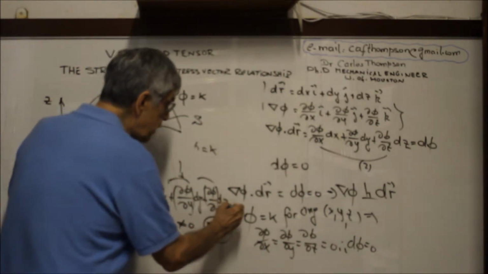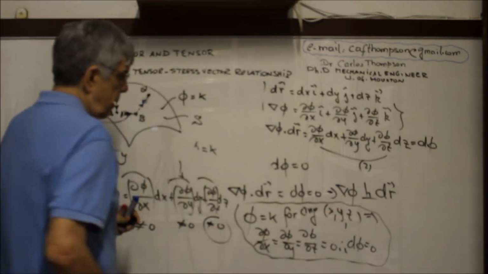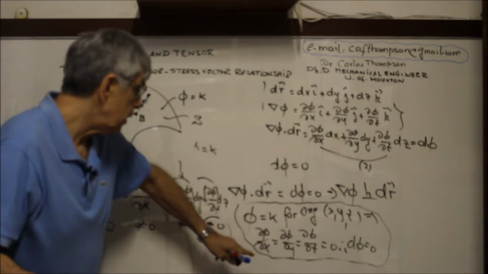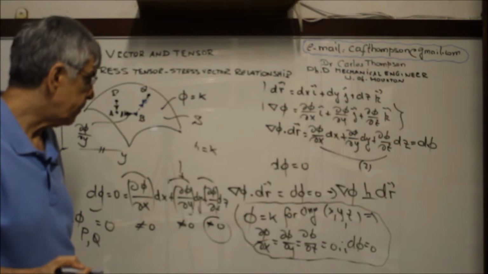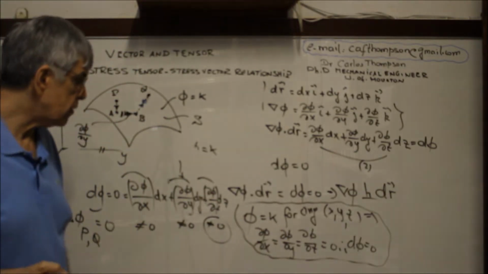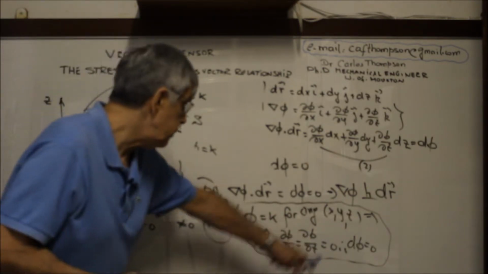Now, only if you have this situation here. Because phi is constant for any point in the space, the partial phi with respect to x, the partial derivative of phi with respect to y, and the partial derivative of phi with respect to z will be 0.